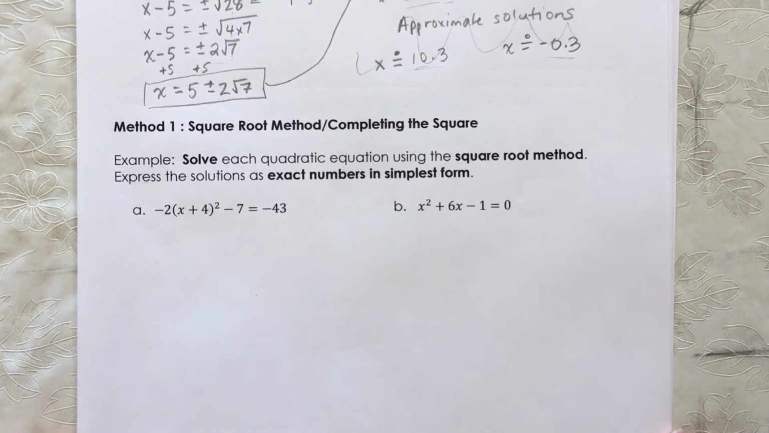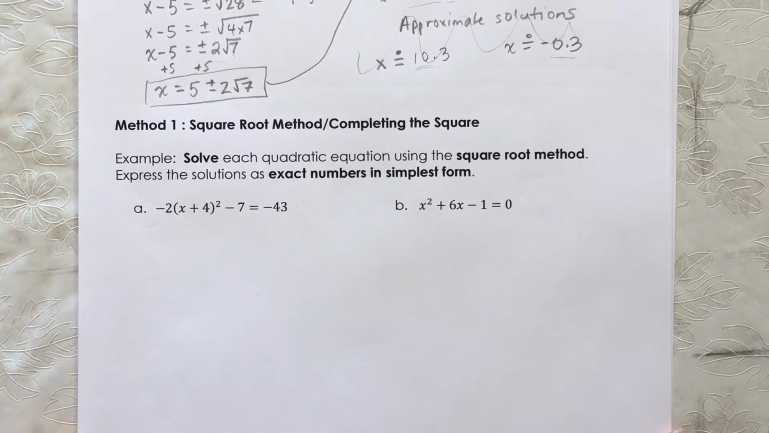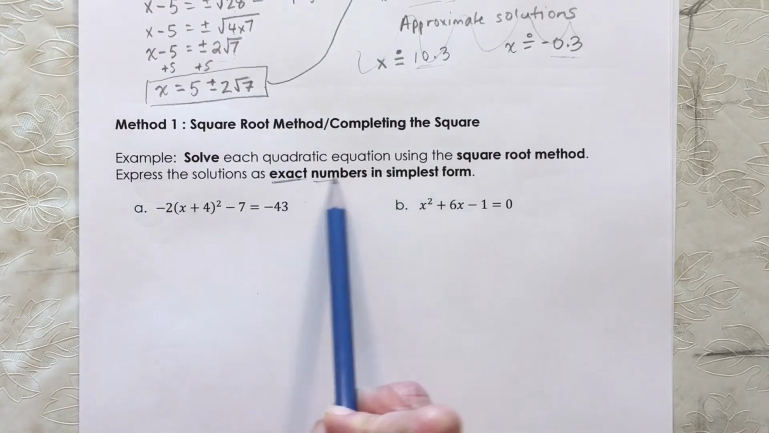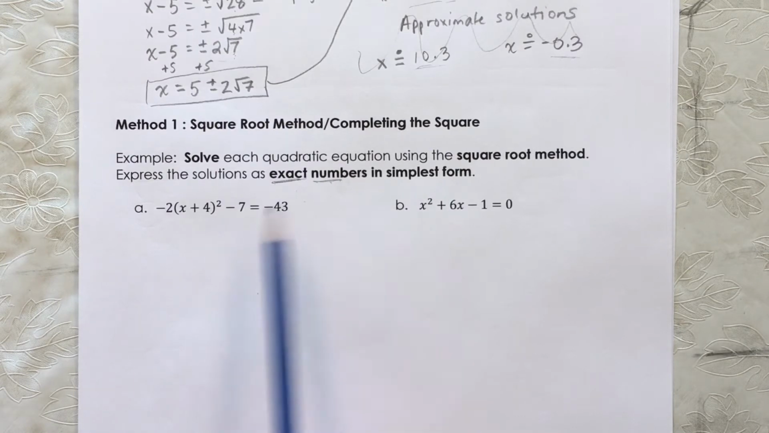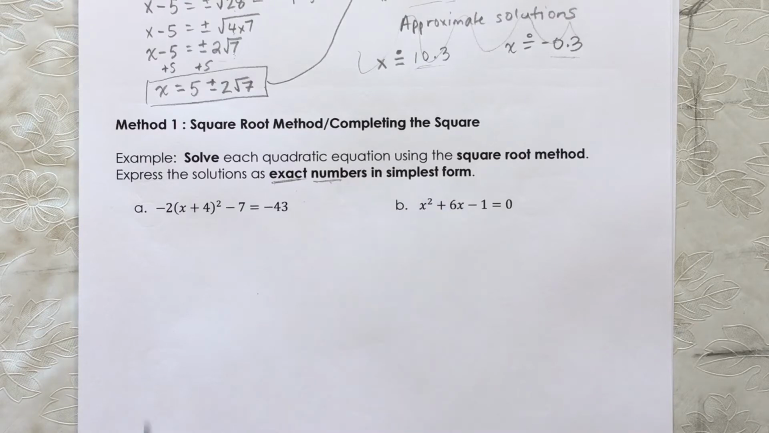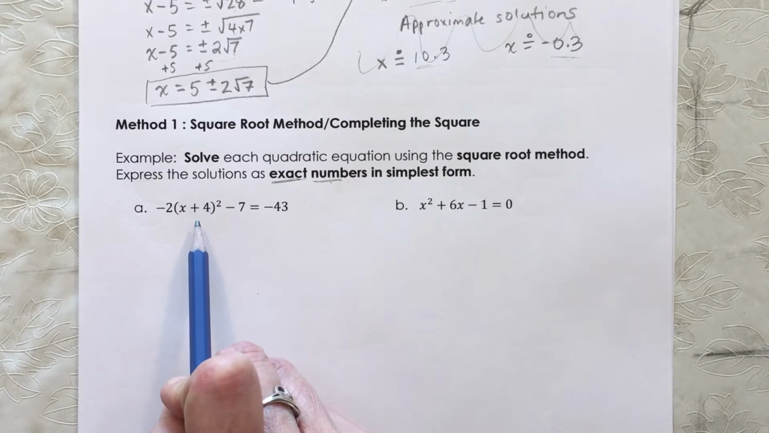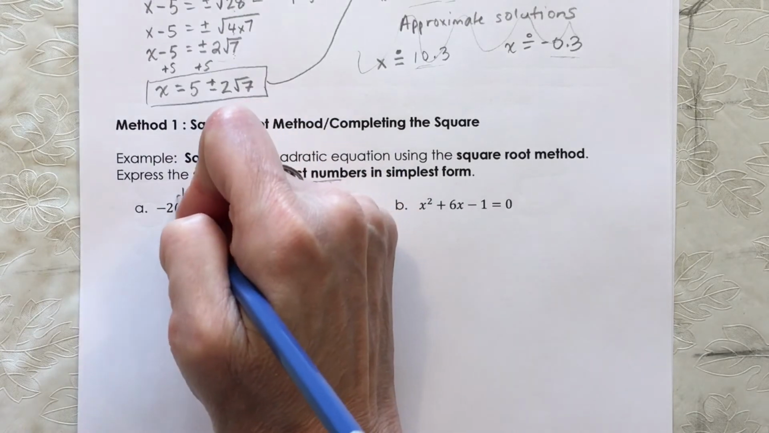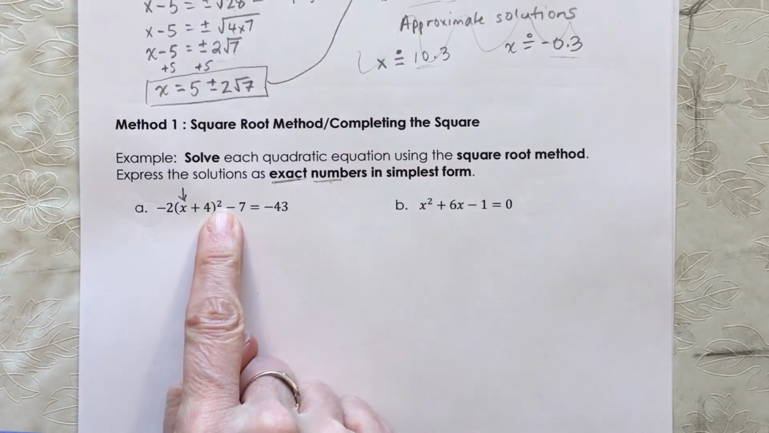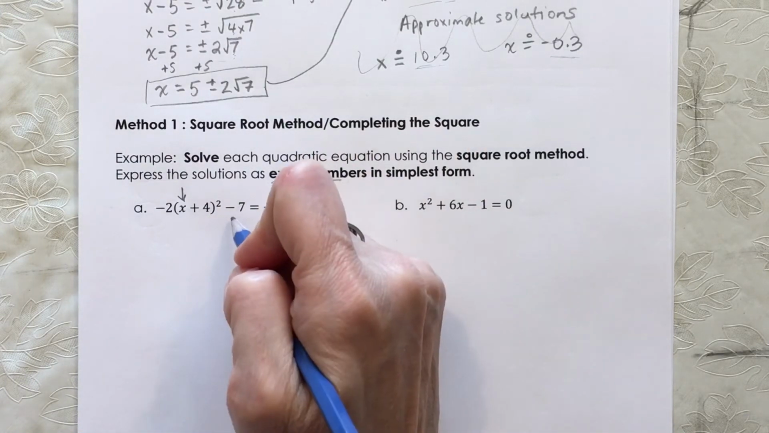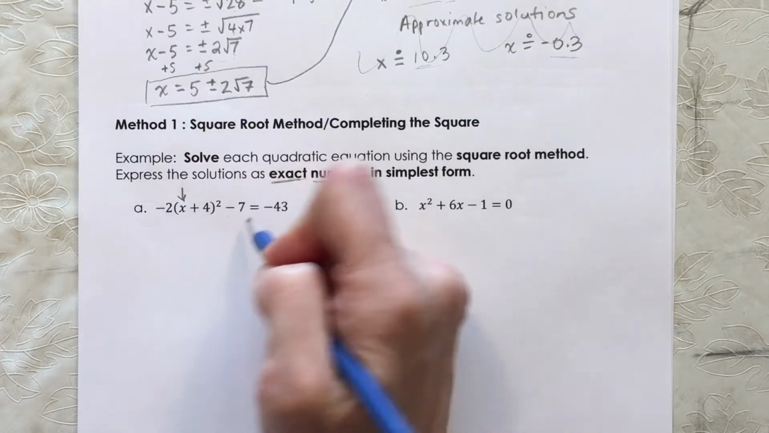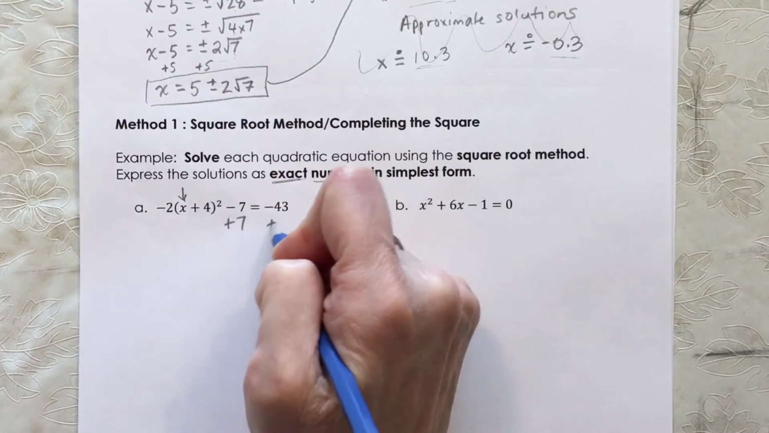So solve each quadratic equation using the square root method. Express the solutions as exact numbers, so they want the exact solutions, no decimal places, no approximately equals, just the exact numbers in simplest form, okay? All right, so again, if we look at A here, you can see that the x is only in one spot, and we do know it's a quadratic equation because of the squared here. So we can use reverse BEDMAS to solve. So the first thing we would want to do to get x by itself would be to add 7 on both sides.